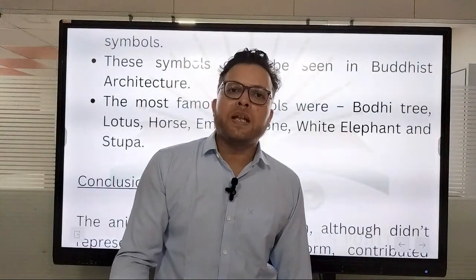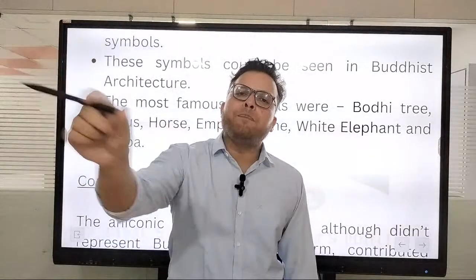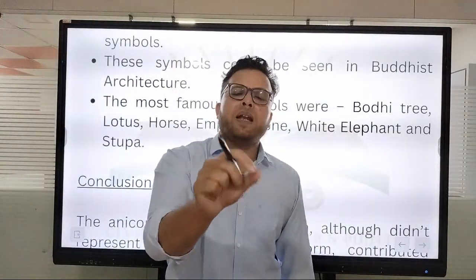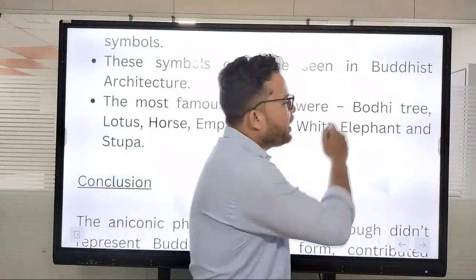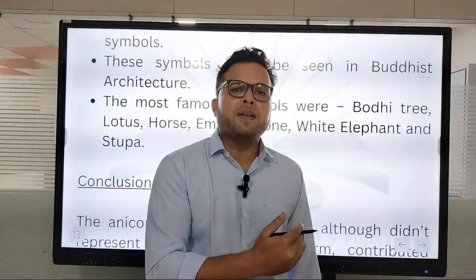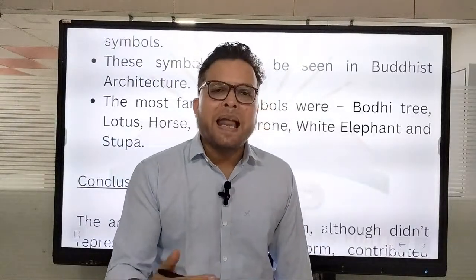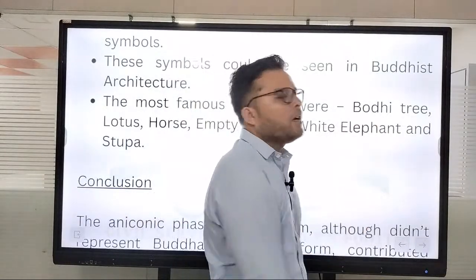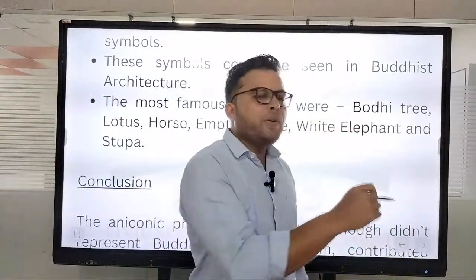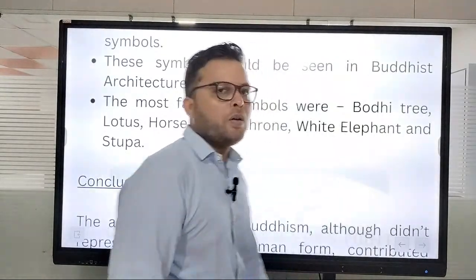They cannot make a sculpture. They cannot show Gautam Buddha in person, because that is prohibited. So they are using symbols. The moment people saw these symbols, they could make out that these symbols represent Gautam Buddha. Because the Bodhi tree, it is said that Gautam Buddha sat under this tree. It was under this tree that Gautam Buddha is said to have attained enlightenment at Bodh Gaya. So, the Bodhi tree is talking about that particular event of enlightenment in the life of Gautam Buddha.